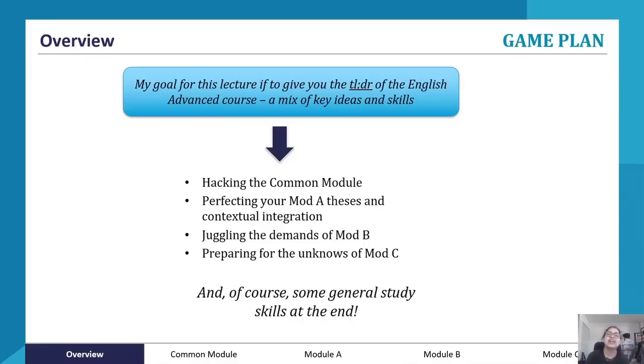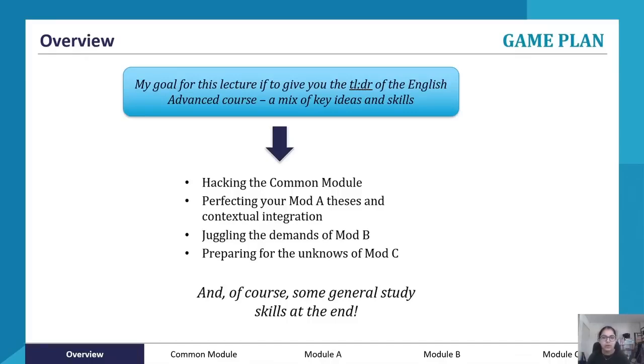So my goal for this lecture is to give you a too long, didn't read kind of summary of the English Advanced course. I want to walk you through the key ideas and the key skills that you're going to need, and that you want to refine in these next couple of days as you prepare for the HSC. We're going to quickly go through all of the modules, and my goal is to concisely talk you through the key things that you should have done in your essays, and things you should be aware of when it comes to essay questions.